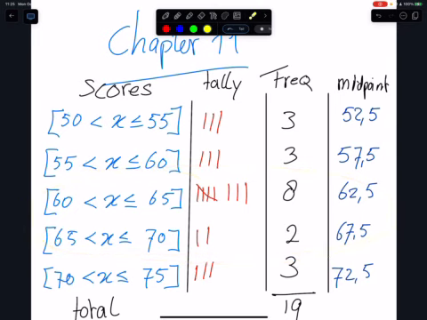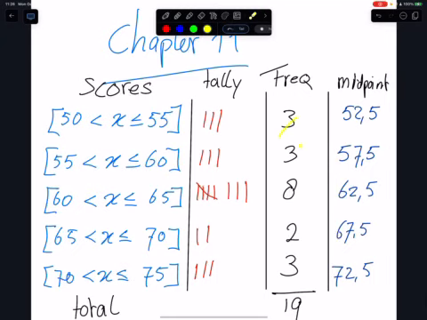10 of those students. Yes, you see? 10. And here we have 1, 2, 3, 9. Yes, the majority lie where? Here. 3 times 3 is 9.